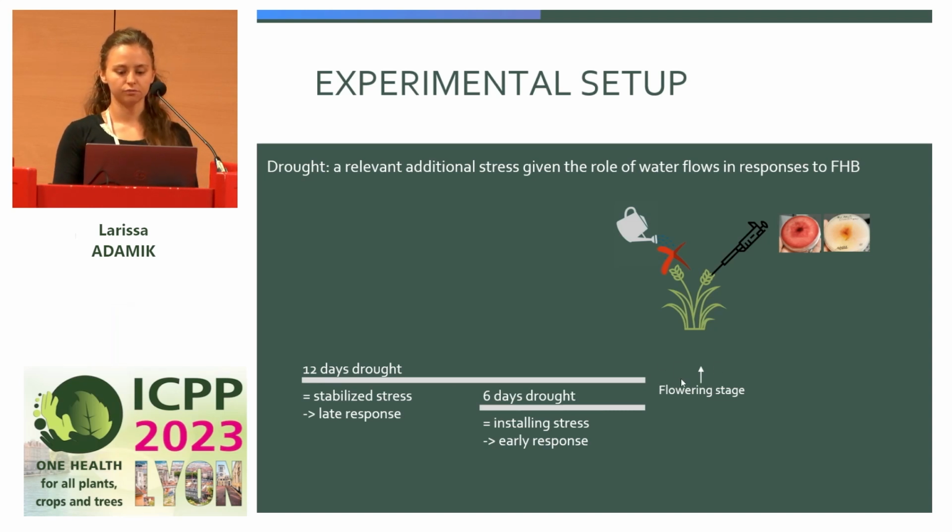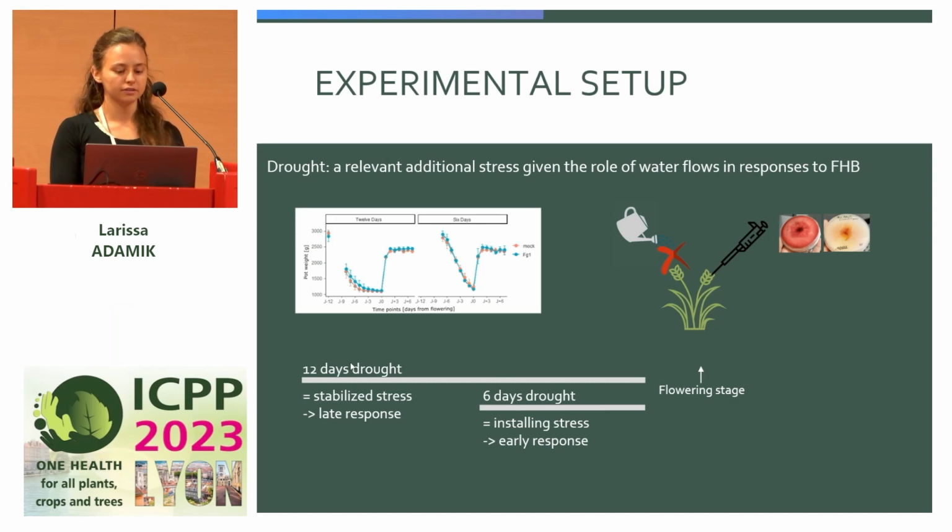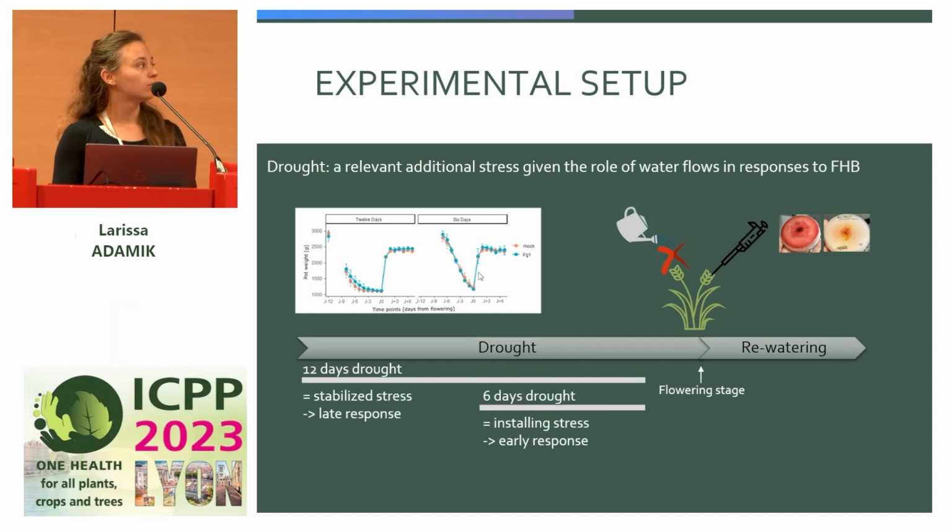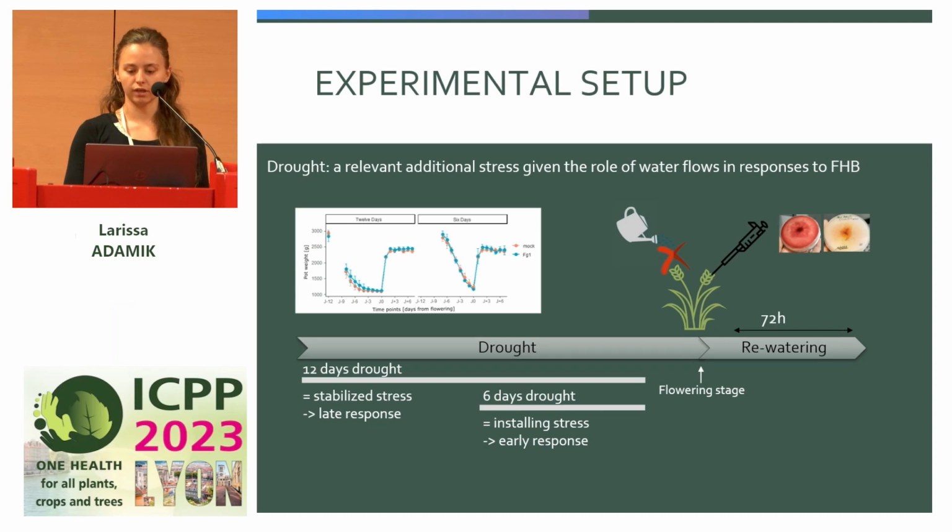a rather late response. What you can see here is the pot weight evolution during the experiments, and you can see that there is no difference in the intensity, but only in the duration of those stresses. You also see an increase here and here because we are re-watering the plants when they are at the flowering stage, so we are sure that there is a successful infection. Then we wait 72 hours before getting our samples for transcriptomics and metabolomics.